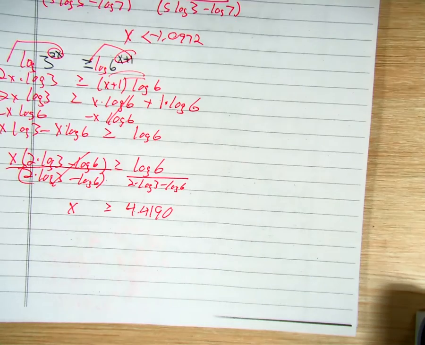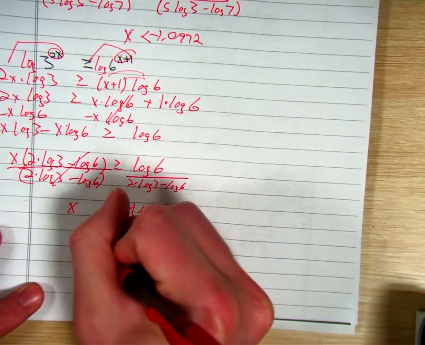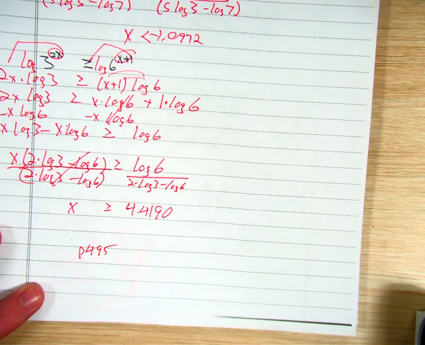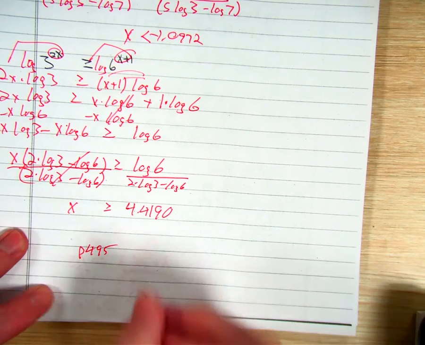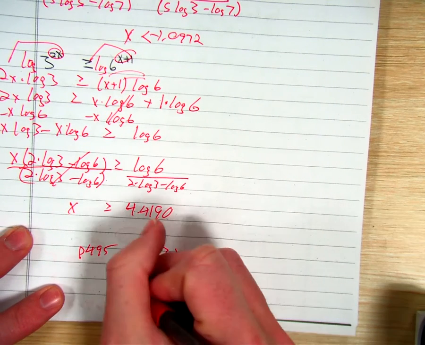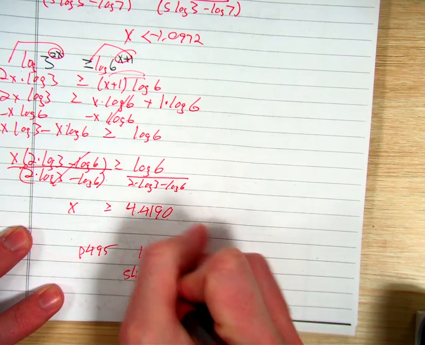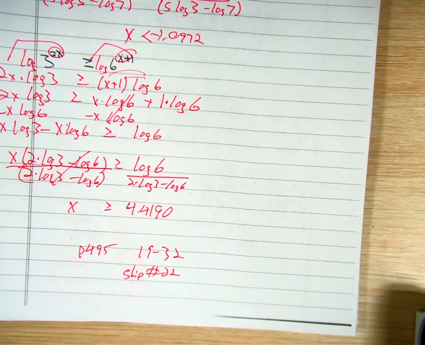Okay, your homework, since we're running a little tight on time for today, we're going to cut it a little bit short. I know you guys are going to be bummed. Page 495, 19 through 32. It's just a few problems shorter. And we're going to skip number 22. Alright? Okay, do the best you can there, guys.